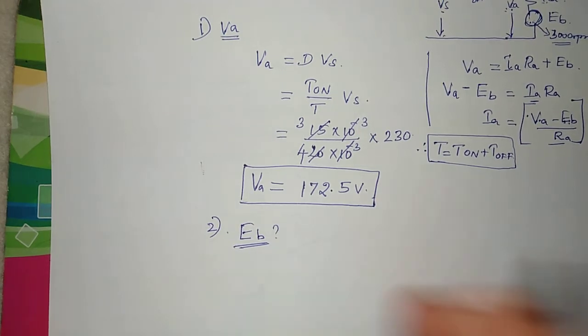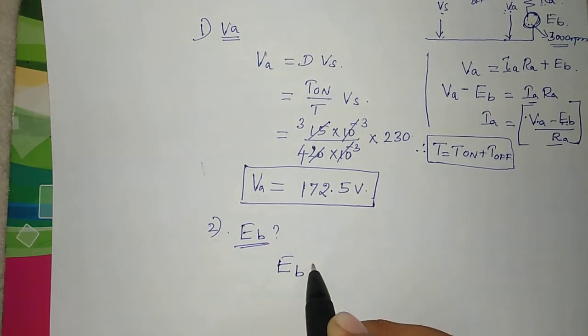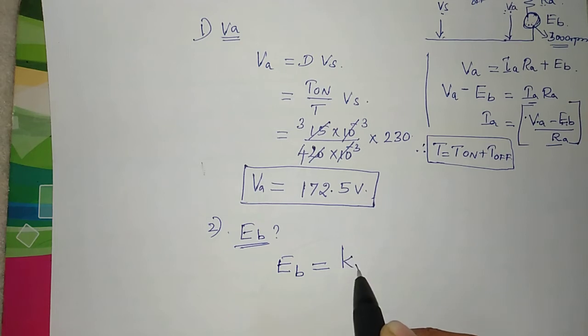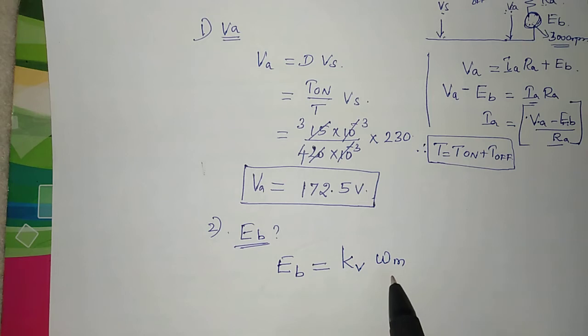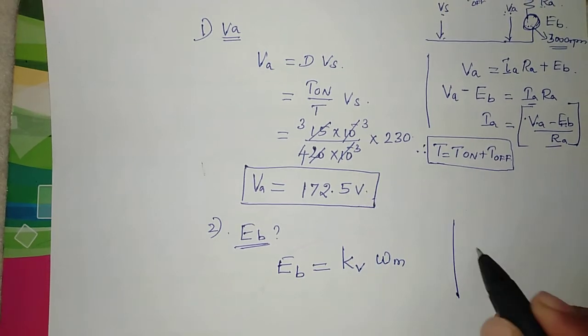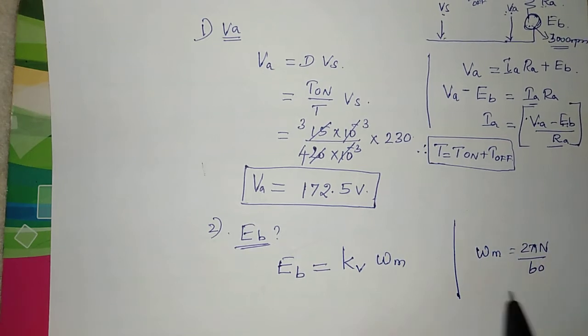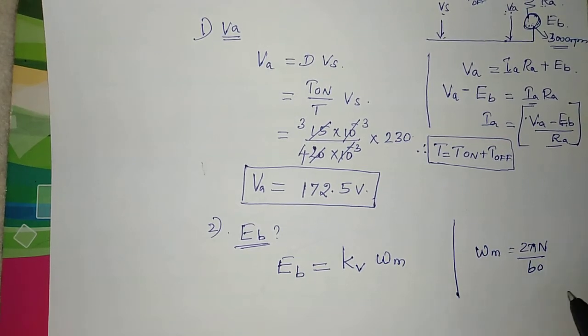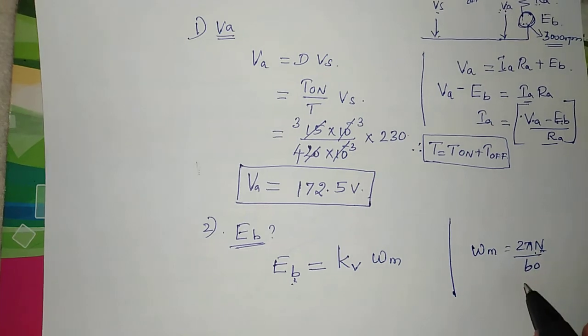For that we know the formula of Eb, which is equal to kV and omega m. Here kV is given, omega m is not given. So the omega m formula is 2 pi n divided by 60. If you know all the formulas, then easily we can write. By using n, we can find Eb. So this Eb is produced due to this much amount of speed, that we can identify.